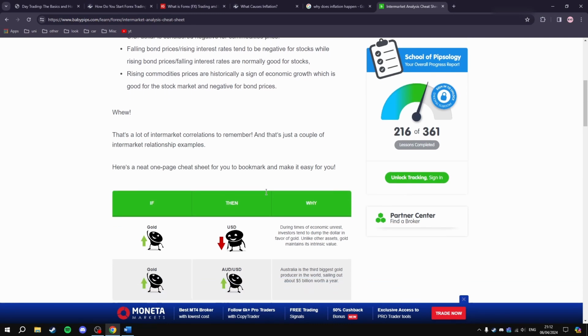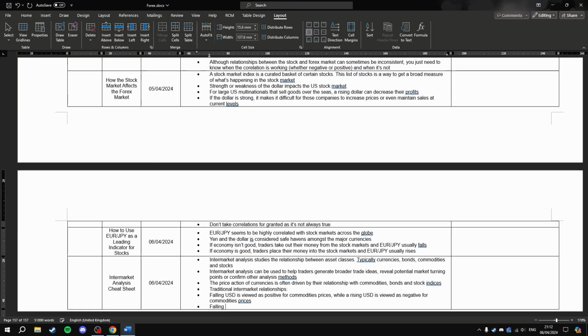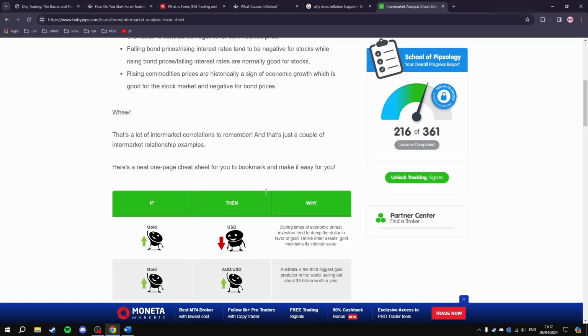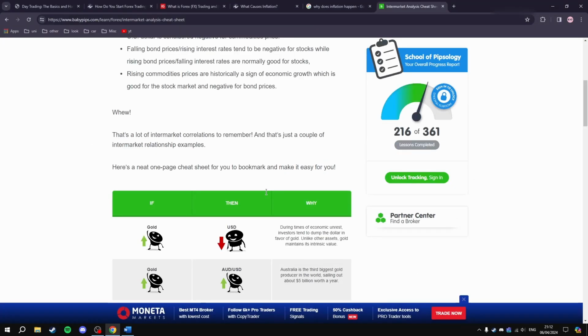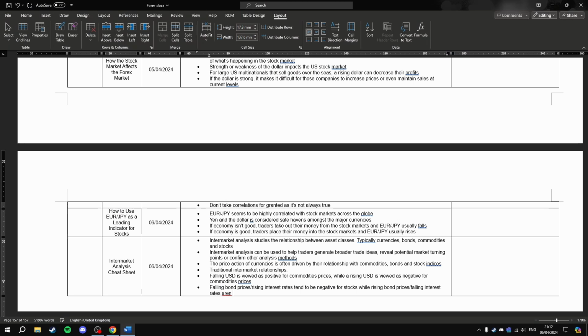Falling bond prices / rising interest rates. Rising interest rates tend to be negative for stocks, while rising bond prices / falling interest rates are normally good for stocks.